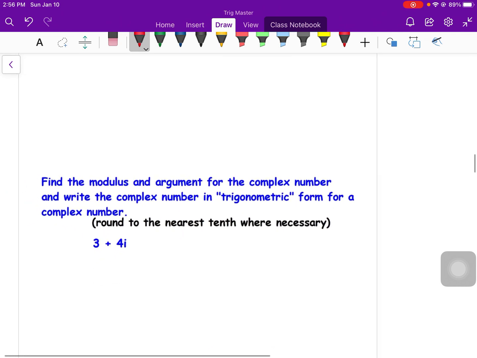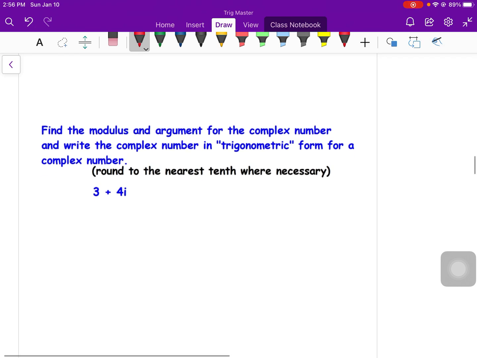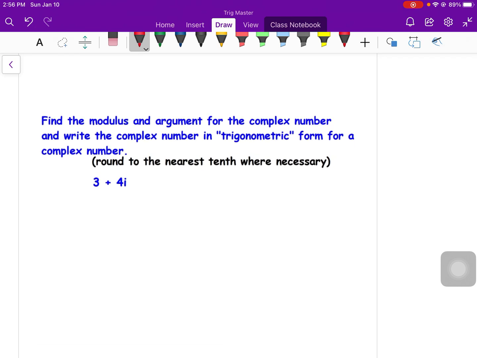All right, so next up, we are going to find the modulus and the argument for the complex number and write this complex number in trig form. It says round to the nearest tenth where necessary. This is the thing we just graphed. So I'm going to draw a quick picture off to the side here where this was our r, this was 3, this was 4. And then theta was in there. It was a right triangle.